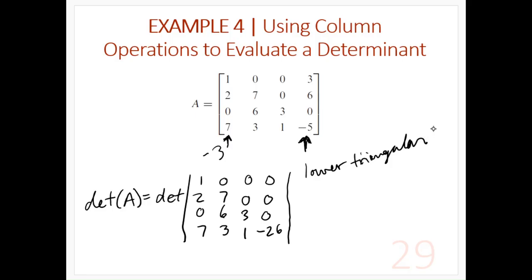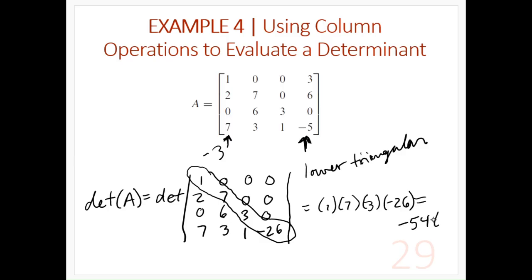And so now, guess what? Since we have this lower triangular matrix, we get to multiply the entries along that main diagonal to determine our determinant. So here we have 1 times 7 times 3 times negative 26, and here's where you're going to get negative 546. So that will be the value of your determinant for this matrix. So keep that in mind.